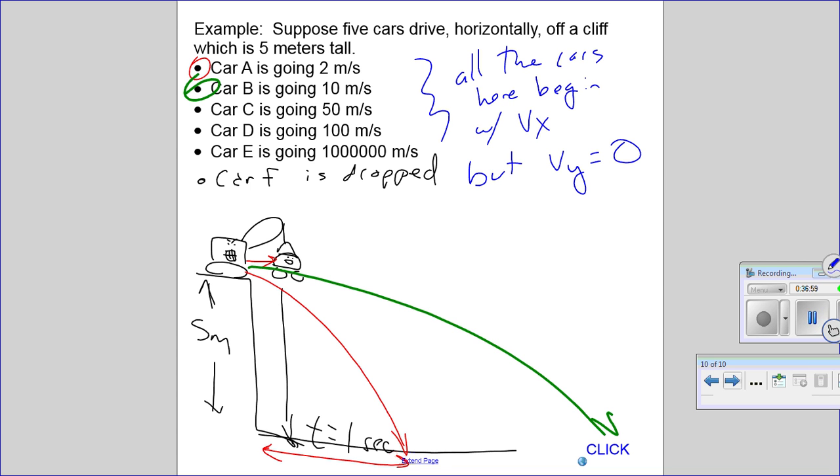All right? So the idea is, because all of my objects begin vertically from rest, they all fall down in 1 second. I will prove that to you tomorrow. Right here.